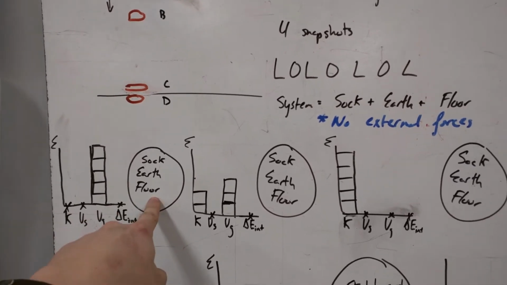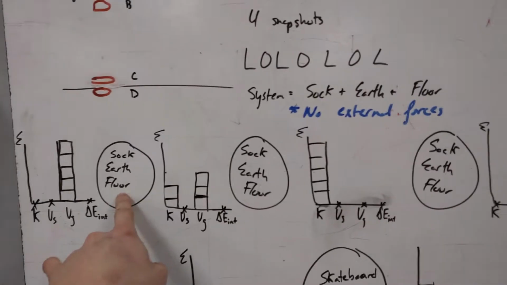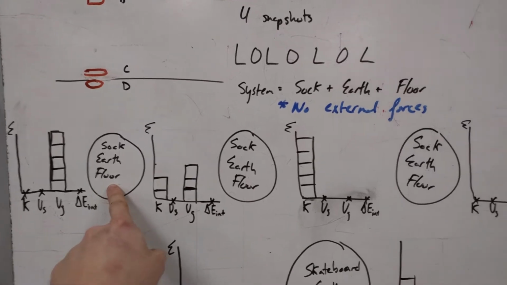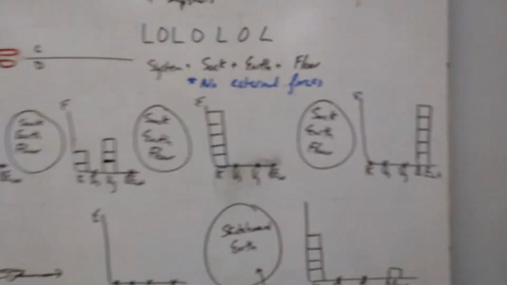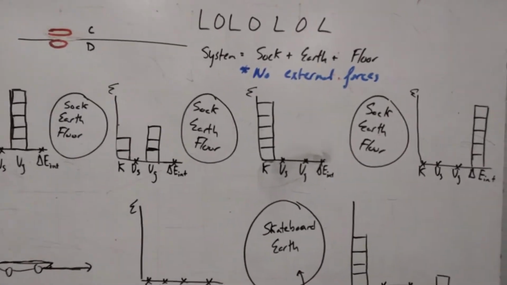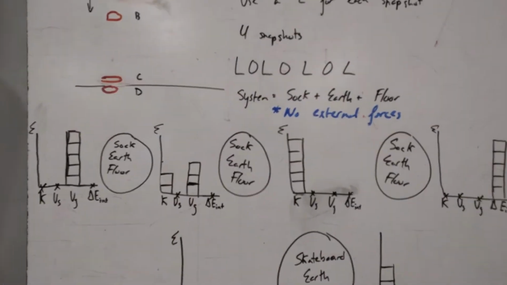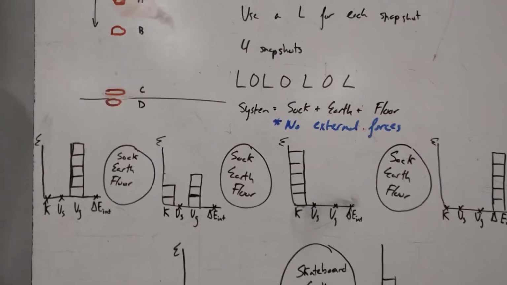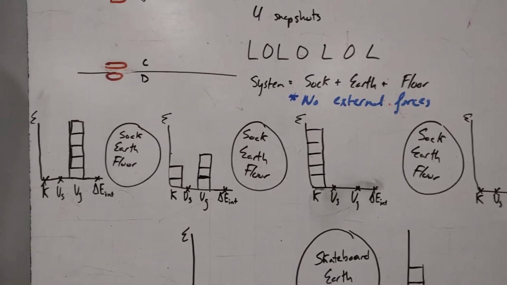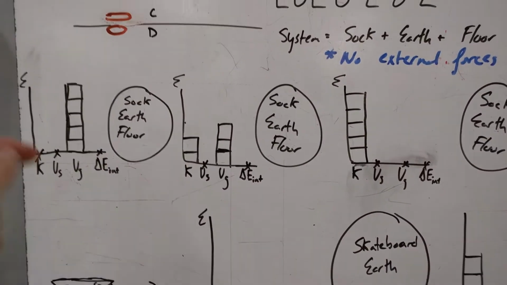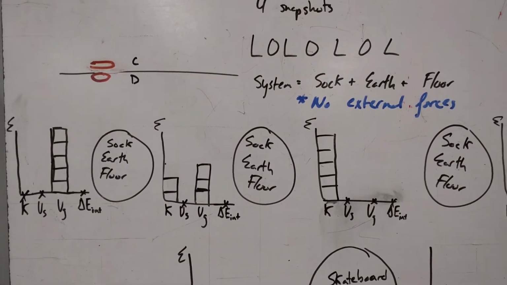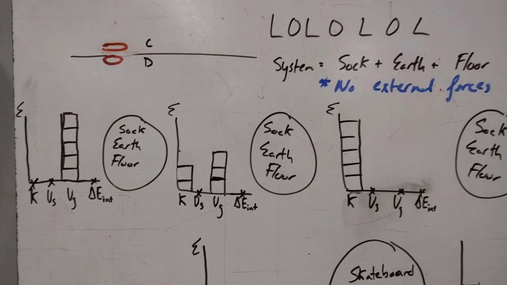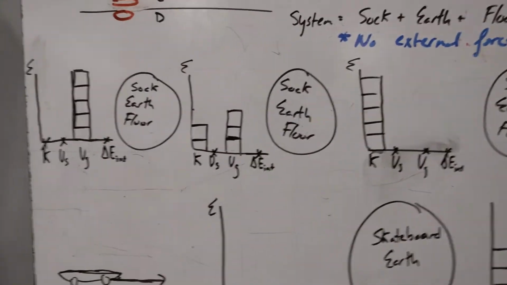And the O is the system. Look and see here, the sock, earth, and floor are the things. It's the same system, the entire problem. So you're going to want to define your system and immediately write your system objects in the circles. And then you can start moving along to putting the blocks in for particular energies. So we got A out of the way.